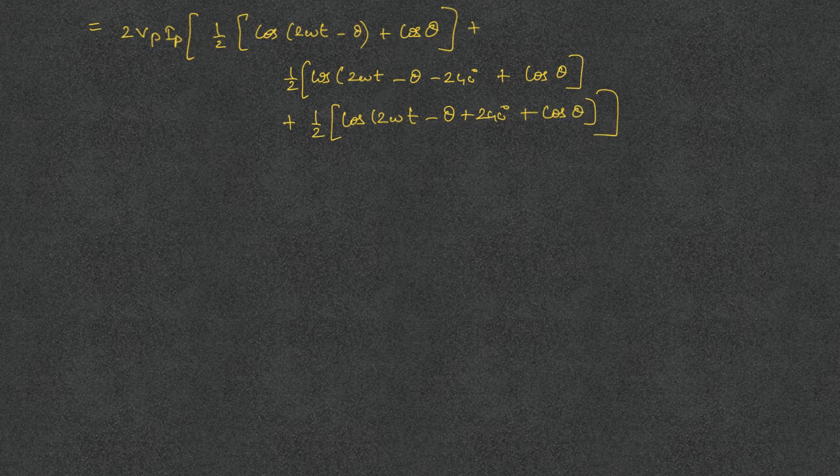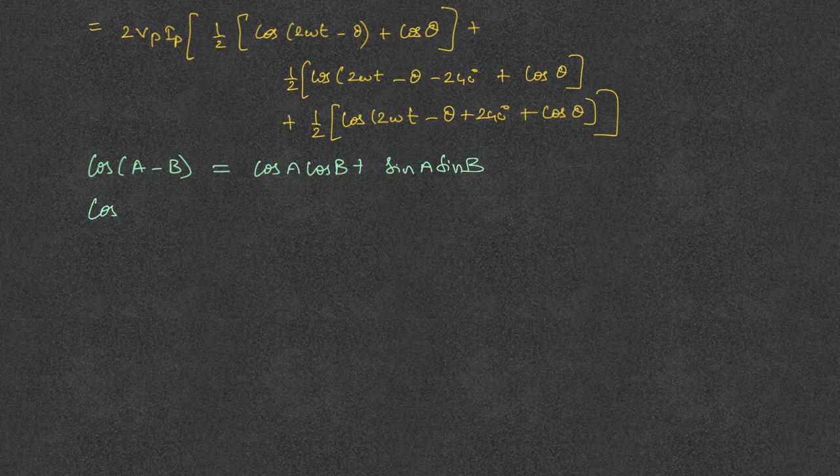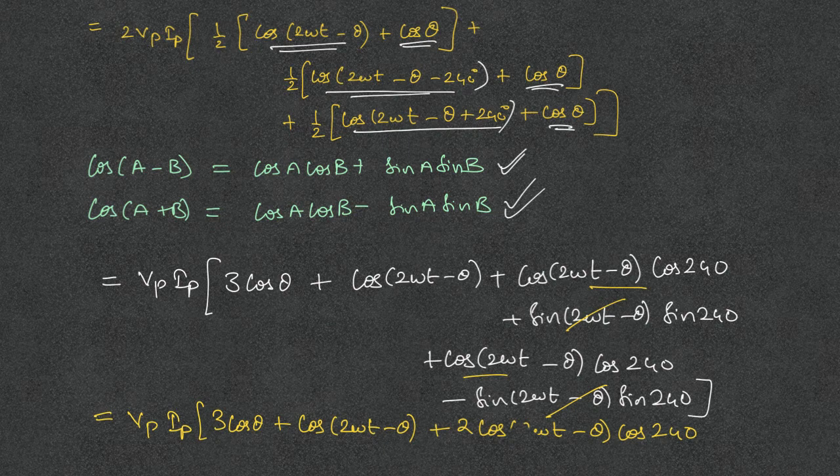Now here we will use one more trigonometric expression, that is cos of A minus B is equal to cos A cos B plus sin A sin B. And also cos A plus B will be equal to cos A cos B minus sin A sin B. So now you can write the instantaneous power as 1 by 2, which you can take out common. So you will get VP IP. Cos theta is appearing 3 times. So you will write 3 cos theta plus cos 2 omega t minus theta, which you will leave as it is. And this cos 2 omega t minus theta minus 240 you will expand using this expression.